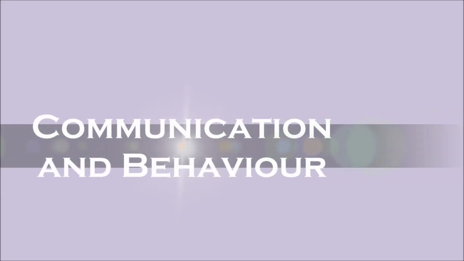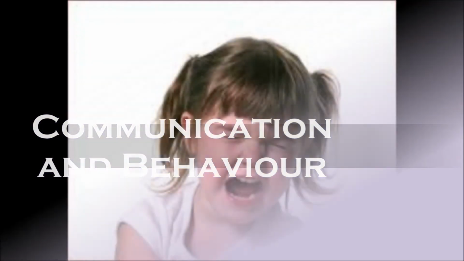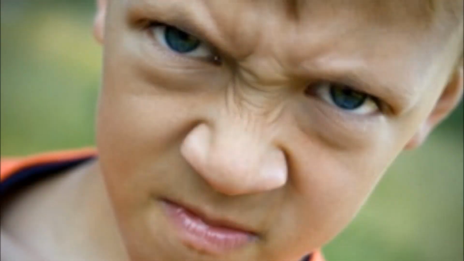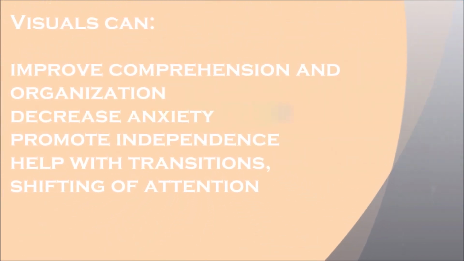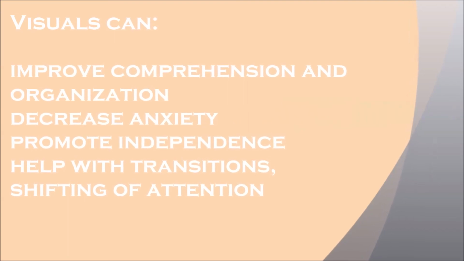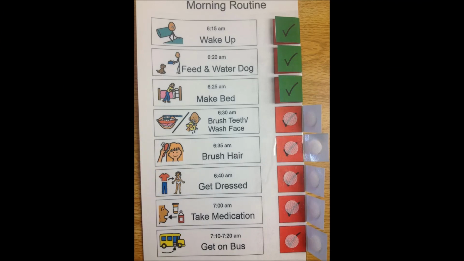Communication and behavior. You may see anxiety due to communication deficits, difficulty with judgments, restricted range of interests, and sensory differences. And challenging behavior may be a way of reducing anxiety for the child. So use the visual aids to enhance communication, as visuals can improve comprehension and organization, decrease anxiety, promote independence, and help with transitions or shifting of attention.